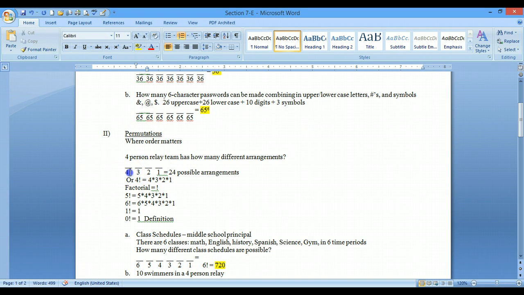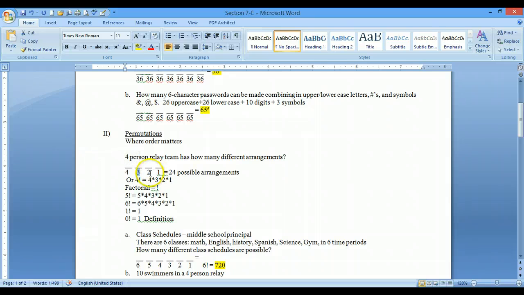So here, my 4-person relay, I have 1, 2, 3, 4 spots. The first spot, I can pick 4 people to go in this first spot, but once I pick that person, I now only have 3 people left to fill in the second spot.